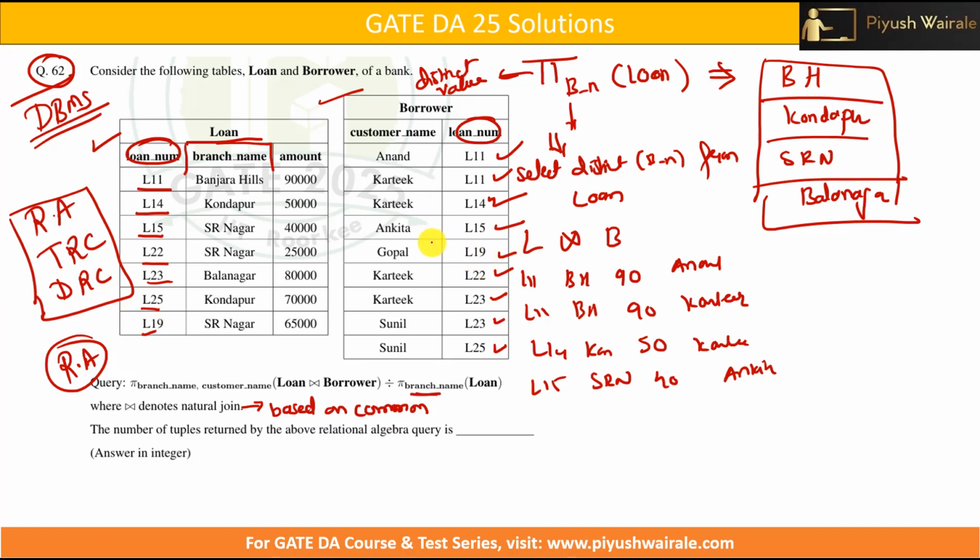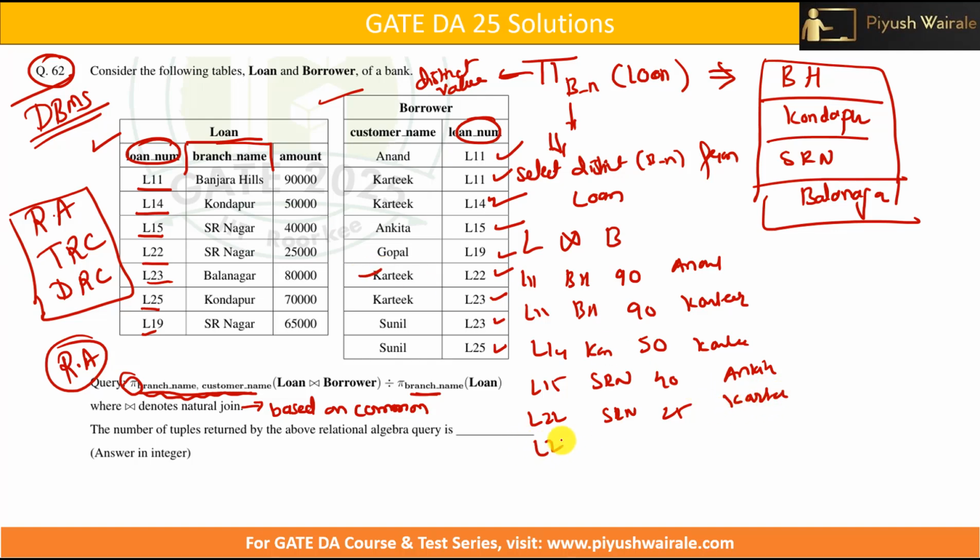You can do this joining, but we just need to project branch name and customer name. Here again a projection operation is there, so it is going to give us the distinct values of branch name and customer name. In the earlier case we had just one attribute, but here it considers the combination of both attributes, so that must be distinct. Let me complete this one, then you can easily understand the problem. Next is L22: we have SR Nagar, then 25. Again we have L22, and yes, Karthik is there.